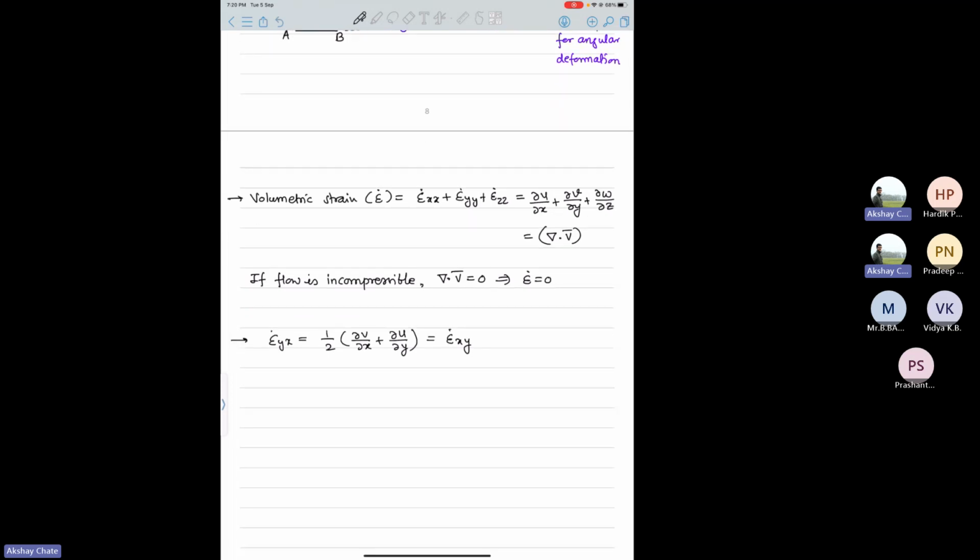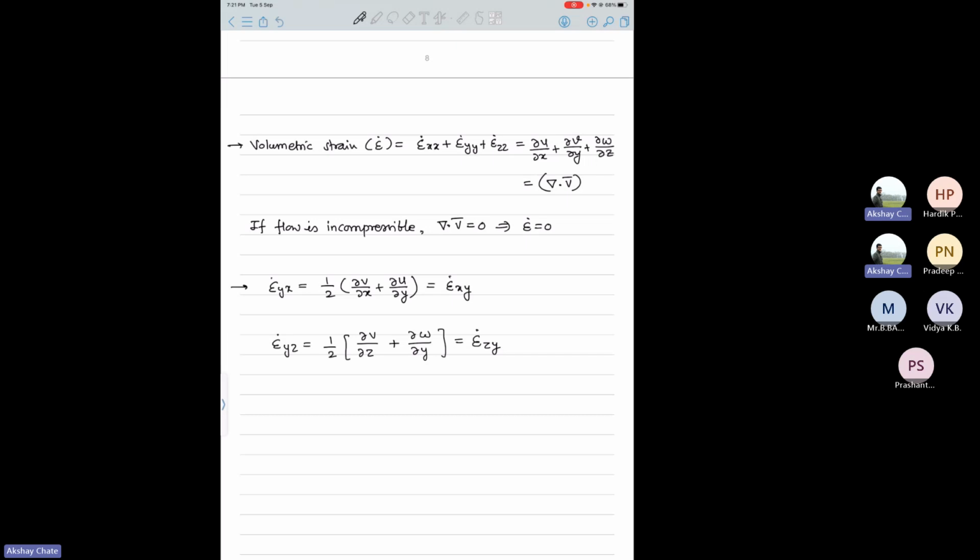For example, if somebody asks me what epsilon yz will be, I know it is yz, so there will be del v and del w. But v will not be together with y, so it will be with z, and w will be with y. And again, this is a symmetric matrix, so this will be equal to zy. You can go back and cross-check. This is the correct way to do that. Instead of mugging up the formula, you can just remember how it comes.